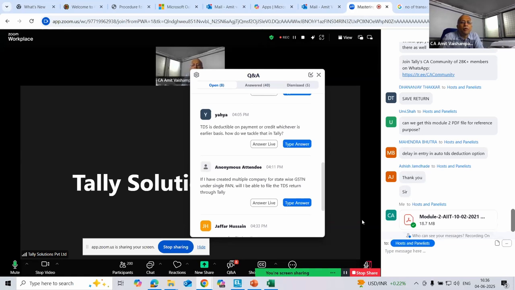TDS is deducted on payment or credit, whichever is earlier. How do we tackle that in Tally?